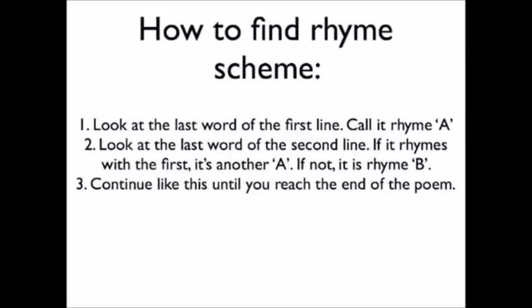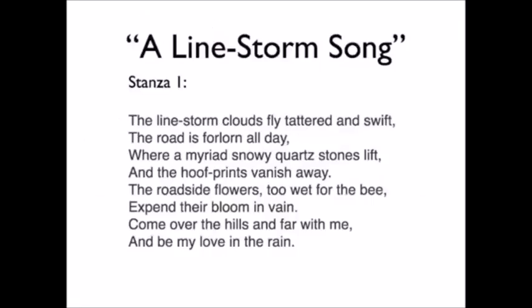To find the rhyme scheme, we simply look at the last word of every line and say whether or not it rhymes with the previous line. The first rhyme is always A, the second rhyme is B, and so on until you get to the end of the poem. So in this case, swift is rhyme A, day is rhyme B, lift is another rhyme A, away is another rhyme B. The word be, though, is the first rhyme C, since it does not rhyme with swift or day, and vain is the first rhyme D, since it doesn't rhyme with B, swift, or day. Here's what the full stanza looks like in rhyme scheme notation.